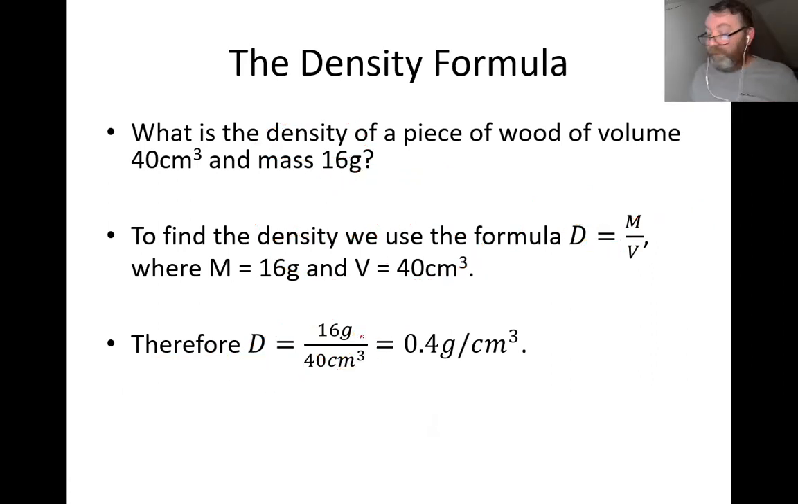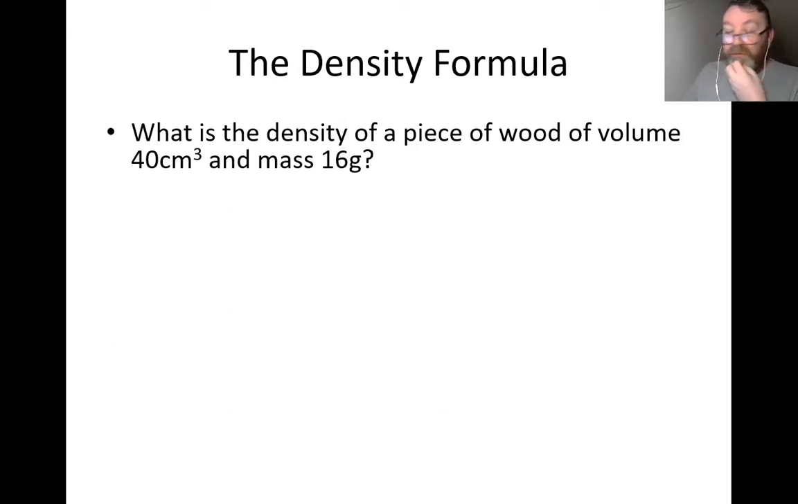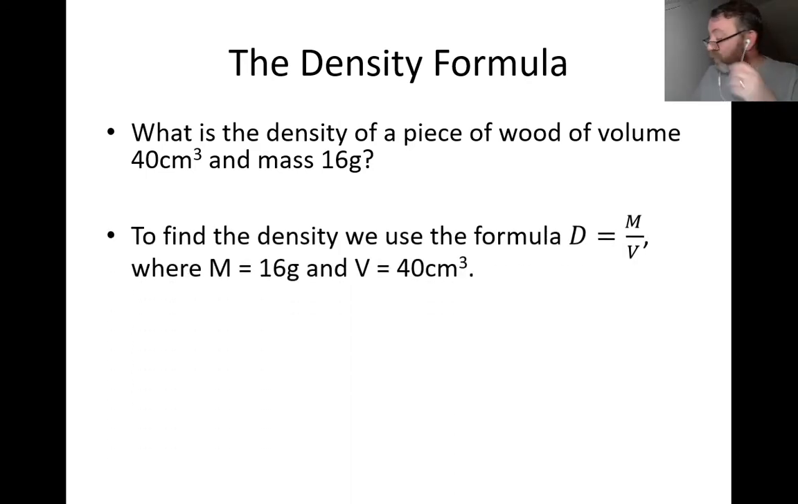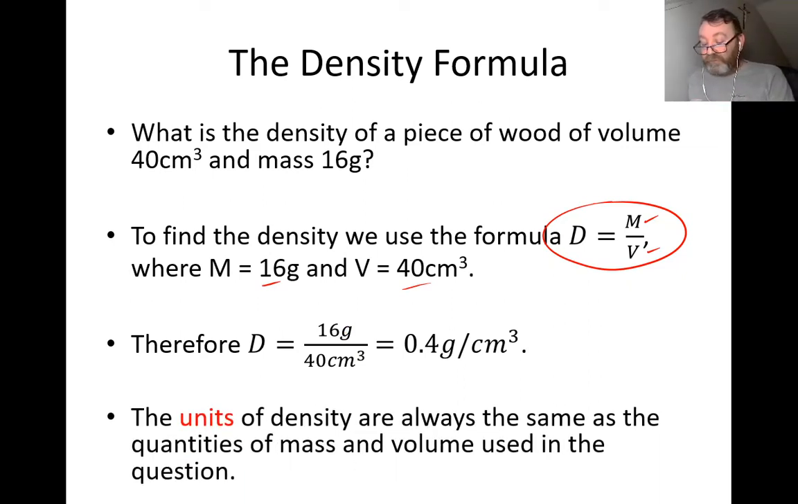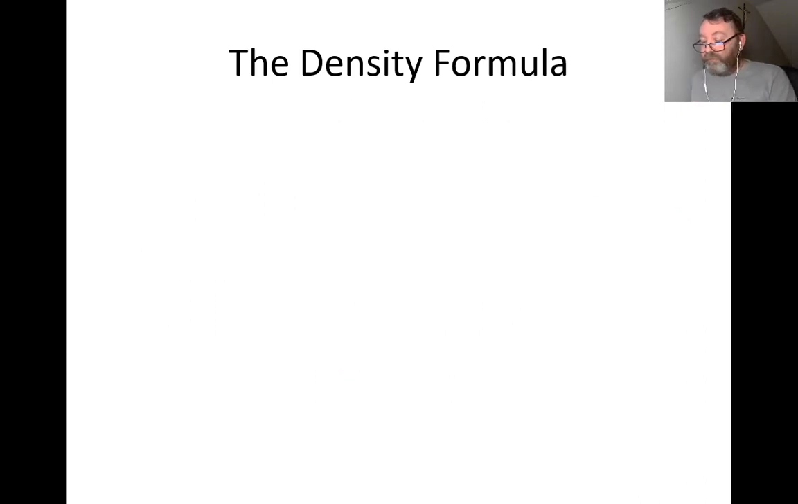Now, let's go through that again because I just distracted you all. What's the density of a piece of wood of volume 40 centimeters cubed and mass 16 grams? Well, to find the density, we use the formula. And you must always, always please write the formula down before you use it. Then you put the 16 grams in for the mass, you put the 40 centimeters cubed in for the volume, and what do you get? 16 grams over 40 centimeters cubed, which gives 0.4 grams per centimeter cubed. So you do the maths first, you divide your 16 by 40, get the number, and then put the units top followed by bottom. Grams followed by centimeters cubed on the bottom. And as it says there, the units of density are always the same as the quantities of mass and volume used in the question. Okay.